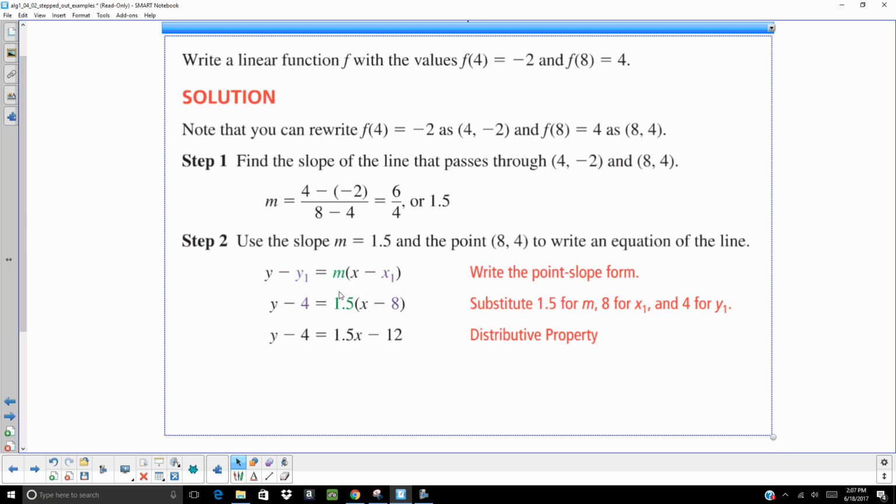We're going to distribute that 1.5. 1.5 times x is 1.5x. 1.5 times 8 is 12. Now we want to solve for that y, so add 4 to both sides. And negative 12 plus 4 gives me negative 8. So y equals 1.5x minus 8. Rewrite that in function notation. Take out that y, put in f of x. And voila, we are done.